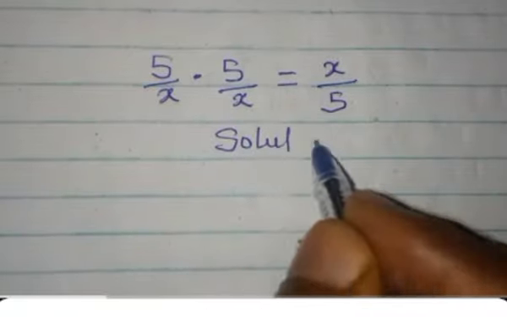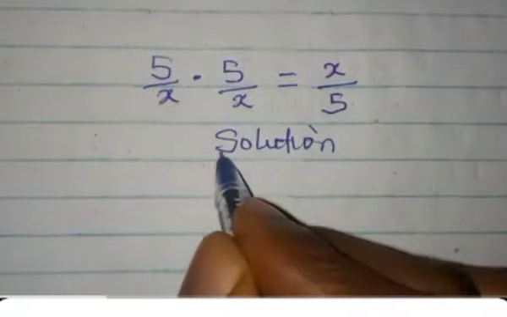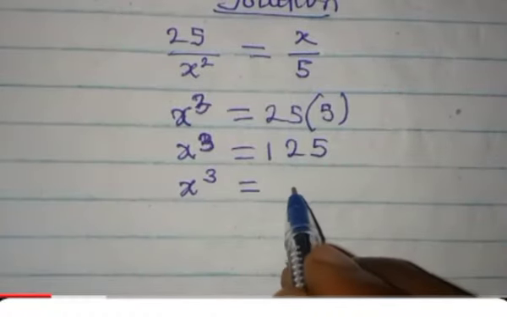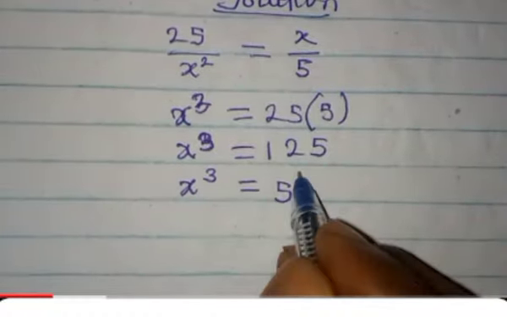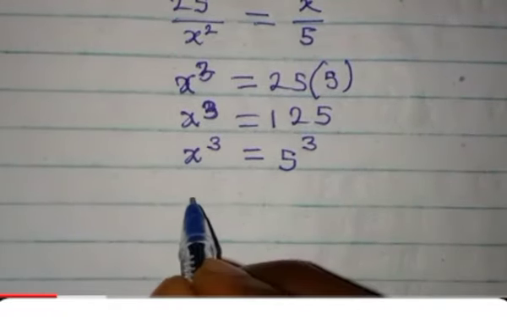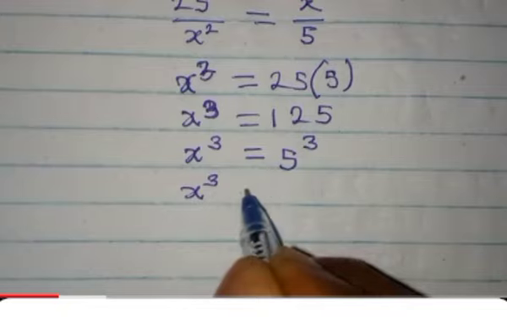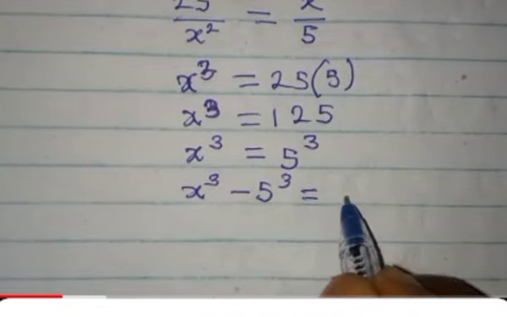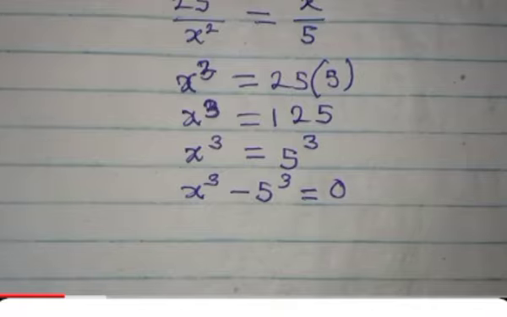Let's provide the solution to this problem. Let's get x to the power of 3 equal to 125. Here 125 is the same as 5 to the power of 3, right? Now bring everything to the left-hand side. So we have x to the power of 3 minus 5 to the power of 3 equals 0.